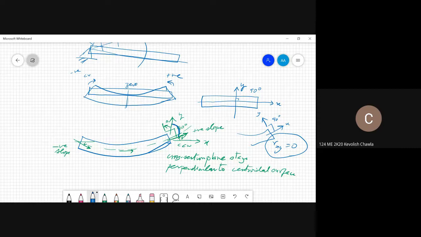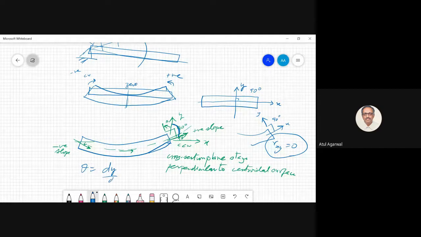Kavalish, can you see that? Yes, sir. So rotation you can find by simple dy by dx. dy by dx of the centroidal surface gives you the amount of rotation suffered by a cross section. So we will carry on with it. I think time is up. So we'll carry on with it in the next class. We'll have 2 hours there.